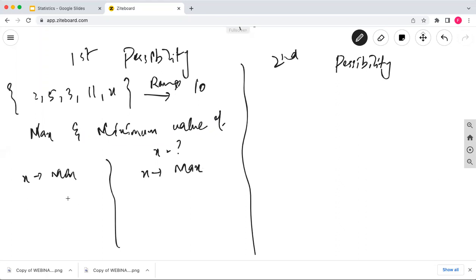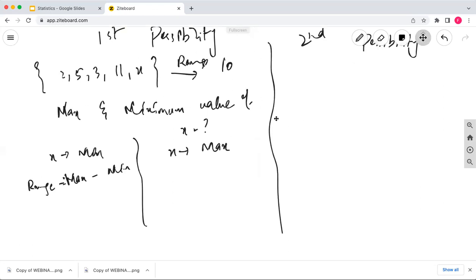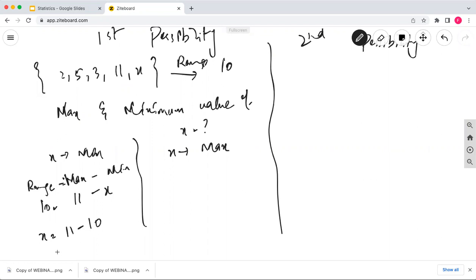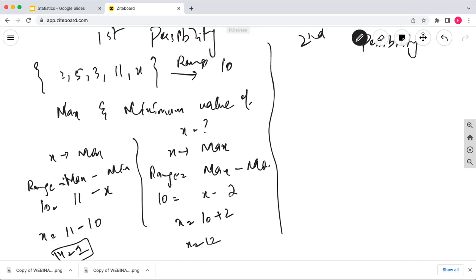If I consider x as the minimum, so range is actually max minus minimum, right? So what is the max value in this scenario? The range provided is 10. The maximum value is 11, and the minimum we consider as x. So if you take x to the left, x will be 11 minus 10, and x will be 1. So the minimum value of x is 1. Now if I consider x as the maximum value, so again range is equal to max minus minimum, right? In that scenario, range is 10, maximum is x, and minimum is 2. So x will be equal to 10 plus 2, x is equal to 12, right?